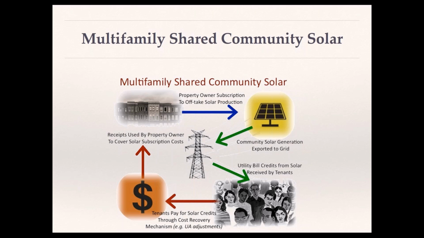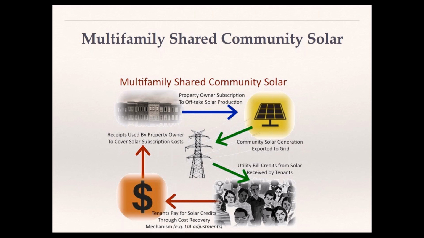The customers at the multifamily site receive a solar credit on their utility bill. So the tenants are benefiting at this point. But the real key to success is really how the tenant cost recovery occurs. To make these transactions work, the tenants need to contribute some portion of the credits that they're receiving to facilitate the financing of the projects.